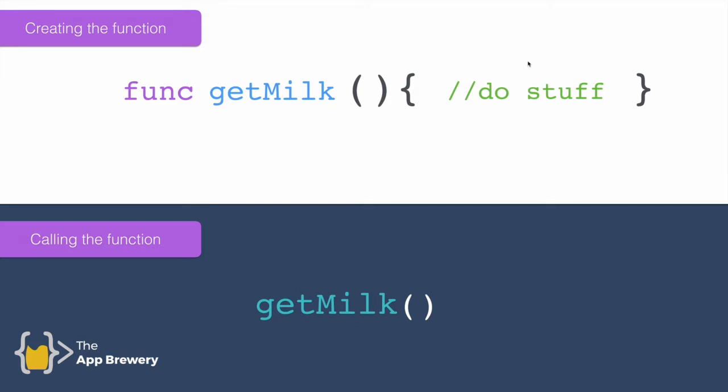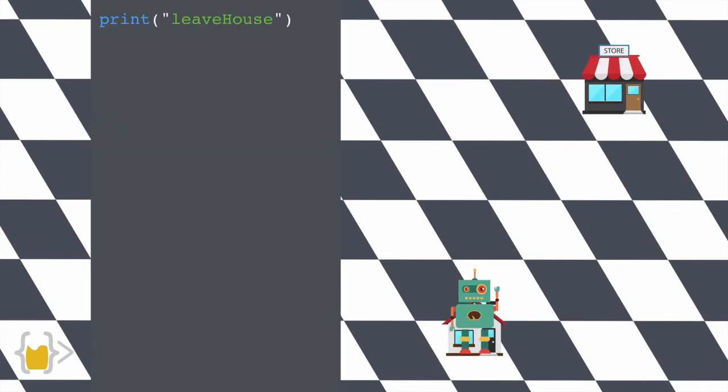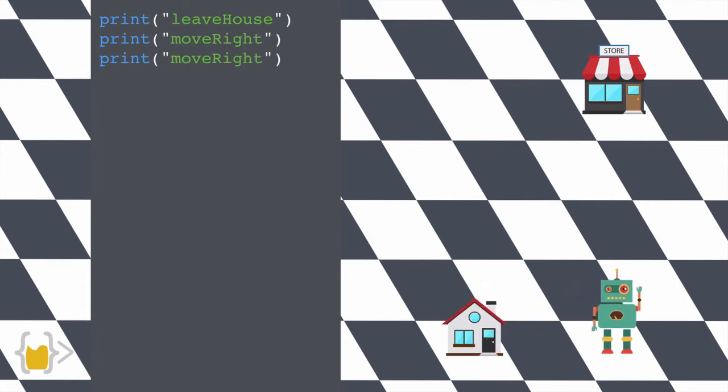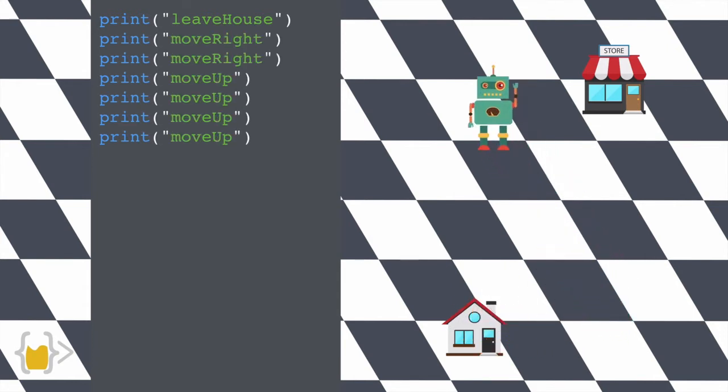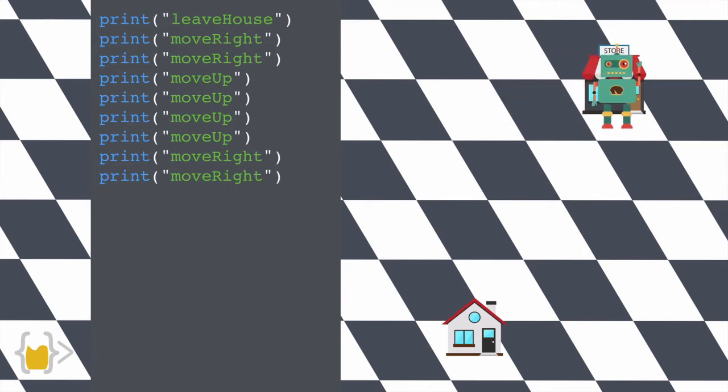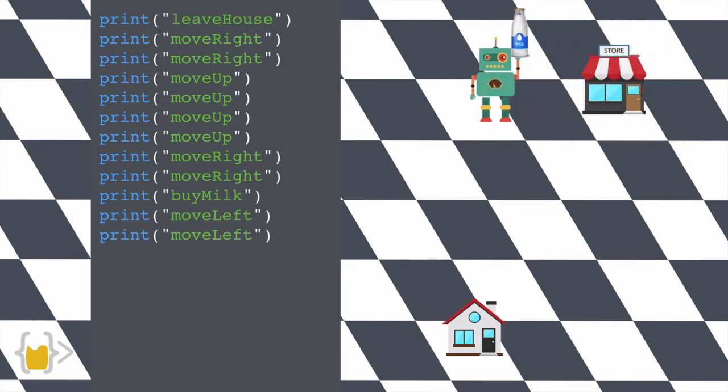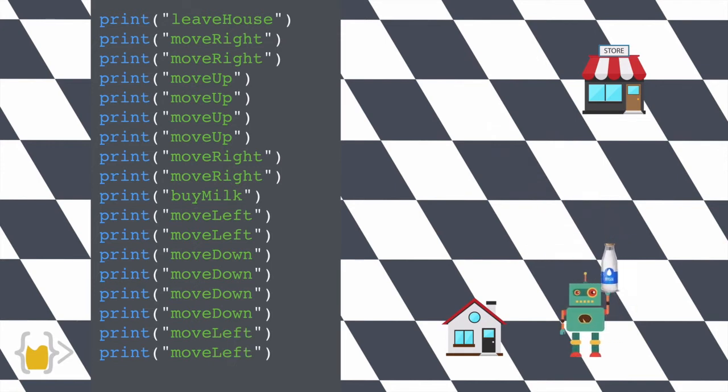So what is the problem that a function actually solves? Well, let's say that you had a little robot that you bought and you need it to fetch some milk from the store. So you would have to tell it a whole bunch of instructions. Say you had to do it via print statements. You would have to tell it to leave the house and then move right 2 blocks, move up 4 blocks, move right 2 blocks again, and then buy the milk, and then all the way back with all the instructions in order to get your milk.